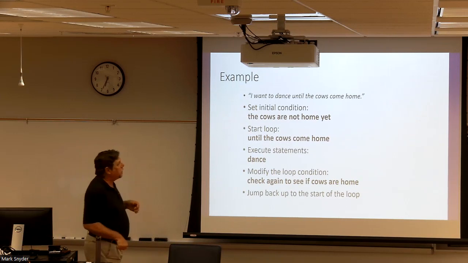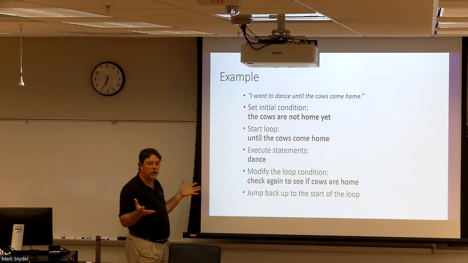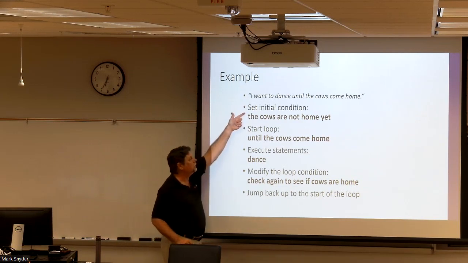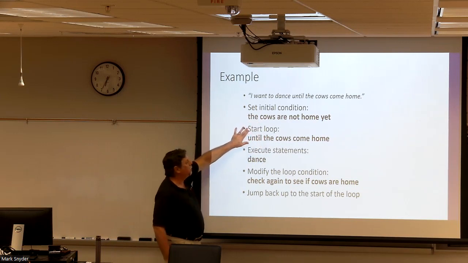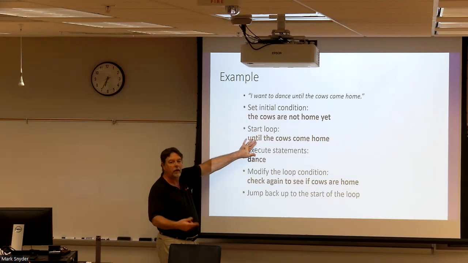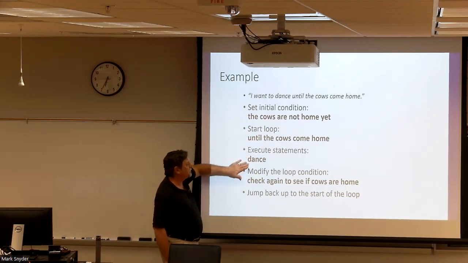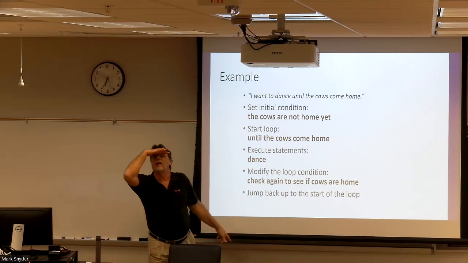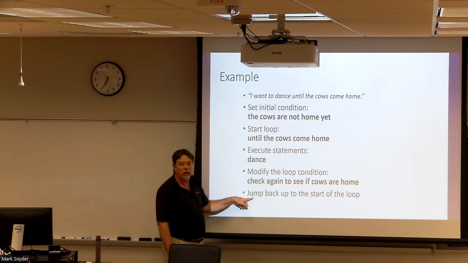So here's a little example. I want to dance until the cows come home. We as humans, we understand what that means. The initial condition, the cows are not home yet, right? We start looping until the cows come home. We execute the statements, dance. We modify the loop condition. Somebody has to look out in the barn. Hey, did the cows come home yet? Yeah. And then we jump back up to the start of the loop.